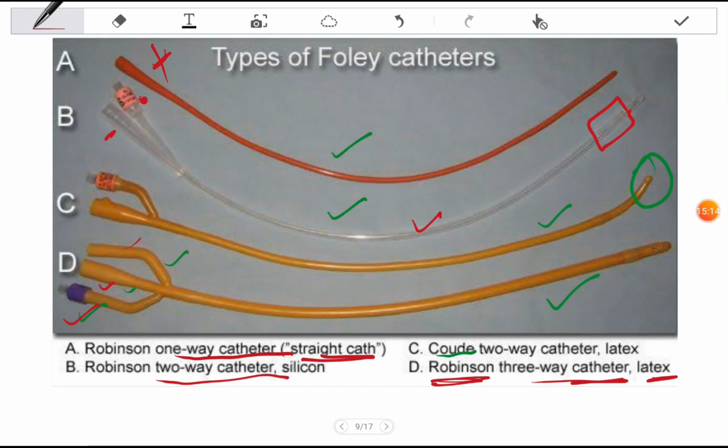This is the one from which the irrigation solution, which we'll be talking about later, is put into the bladder and retained for some time, then drained out. So this is the drainage one, this is the insertion one.